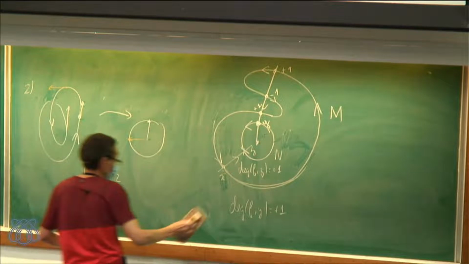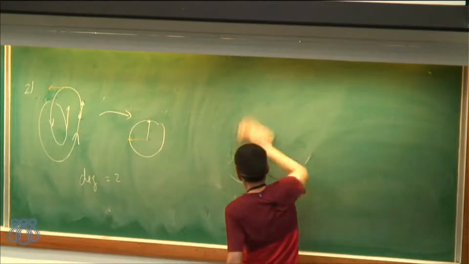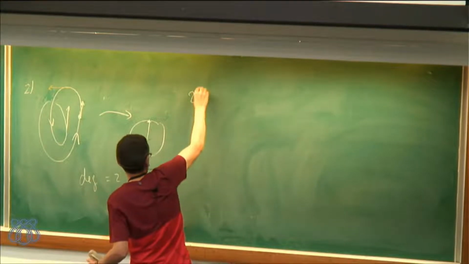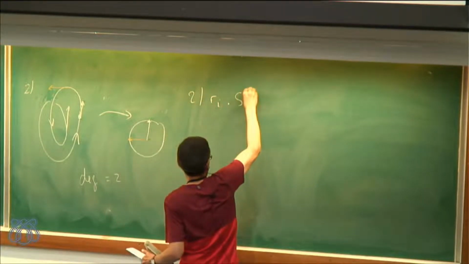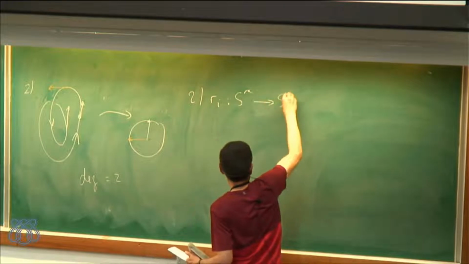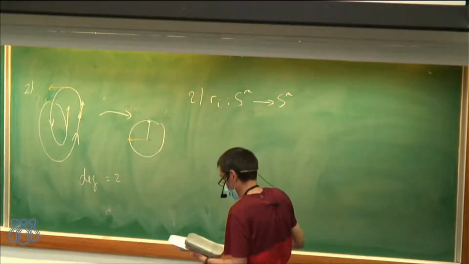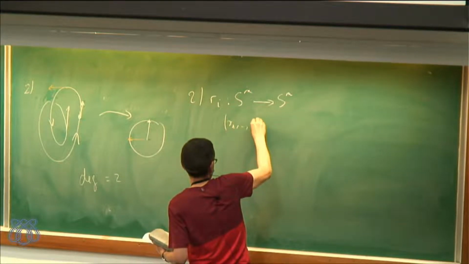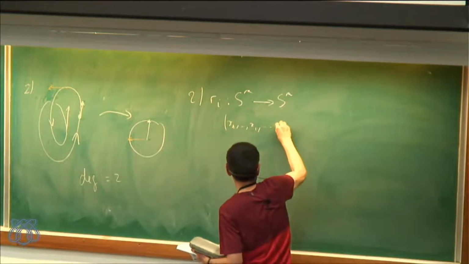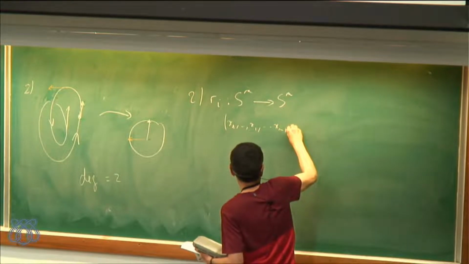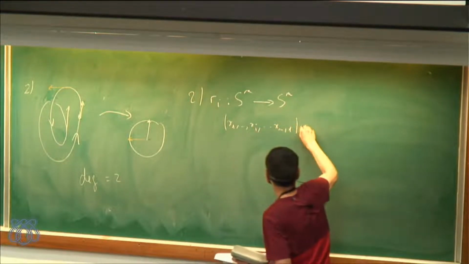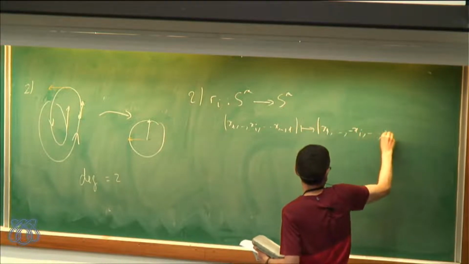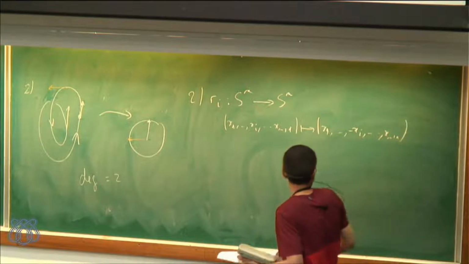So another example. So very easy. You consider the mapping R_i from the sphere to itself, and you just change the coordinate x_i to minus x_i. So what is the degree here?